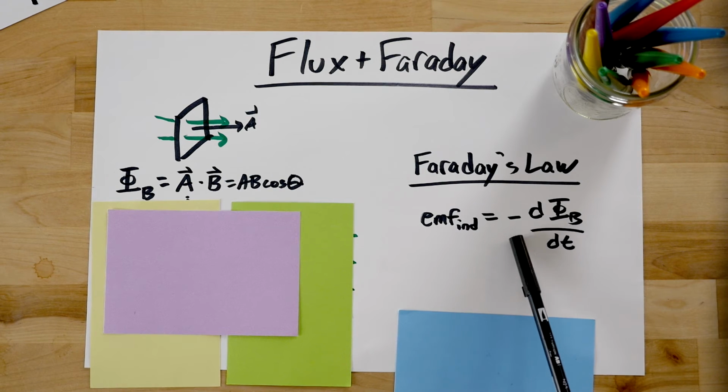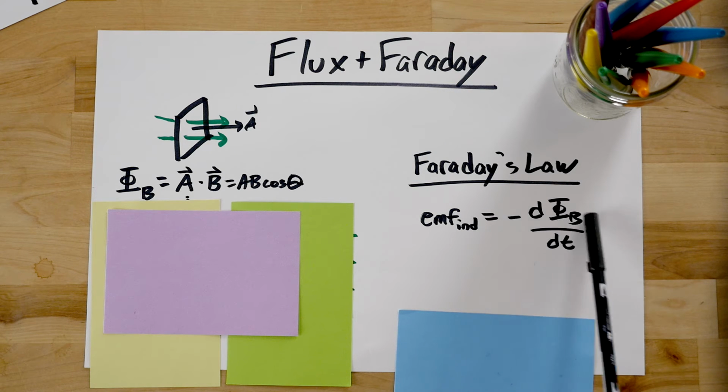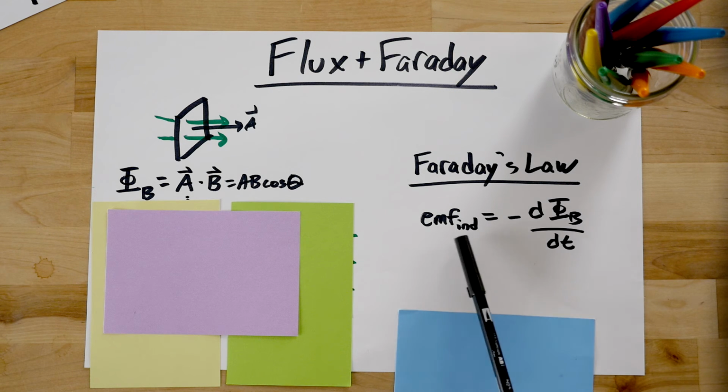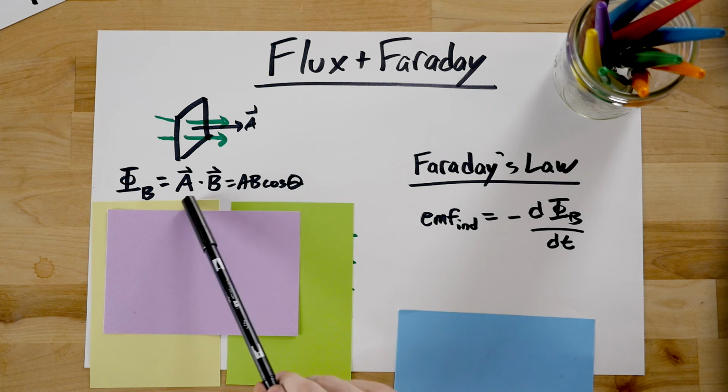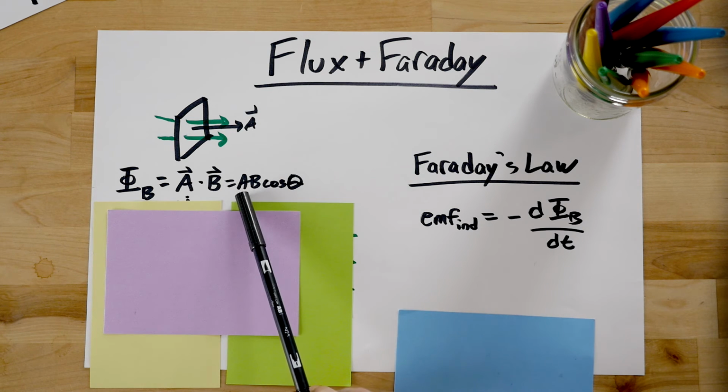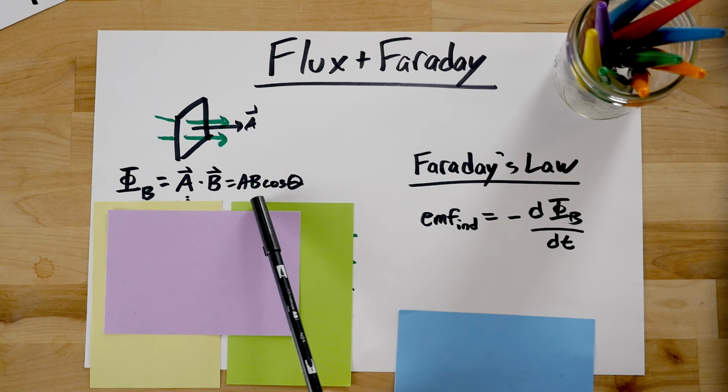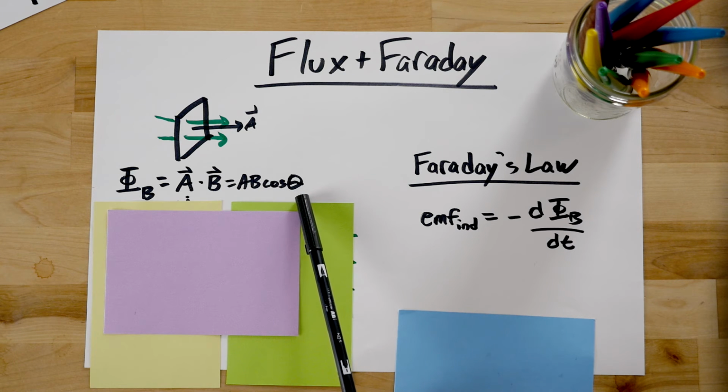Now don't worry about this negative sign too much. Lenz's law is going to take care of that for you. So let's think about how we can change this flux over time to get this induced EMF. If we look back at this equation, we can change the area, we can change the magnetic field strength, or we could change the angle between the two.